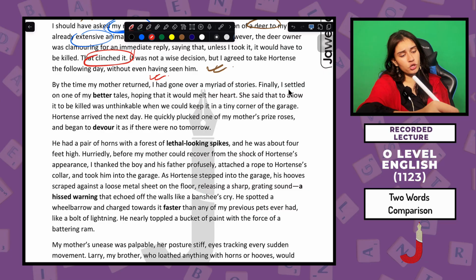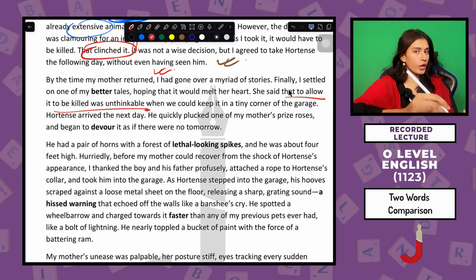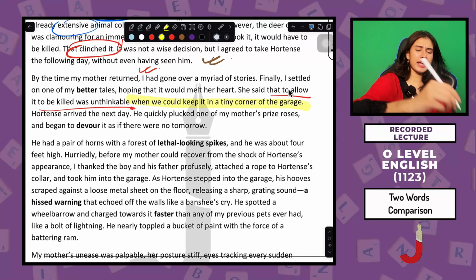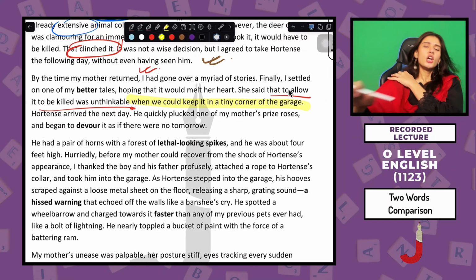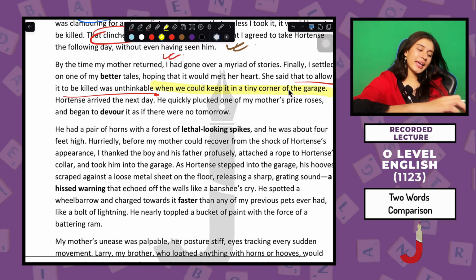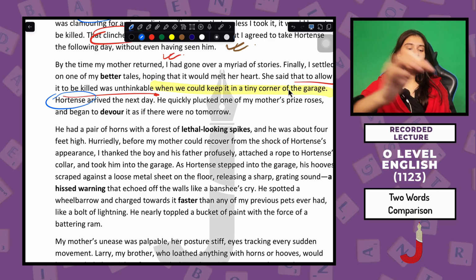So her mother is also like, yeah, it's okay. To allow it to be killed was unthinkable when we could keep it in a tiny corner of our garage. So her mother is like, oh my god, yeah, we can keep it somewhere on the side of the garage. So yeah, it's fine. It's better than having it killed. Then Hortense, that's the name of the deer, arrived the next day.